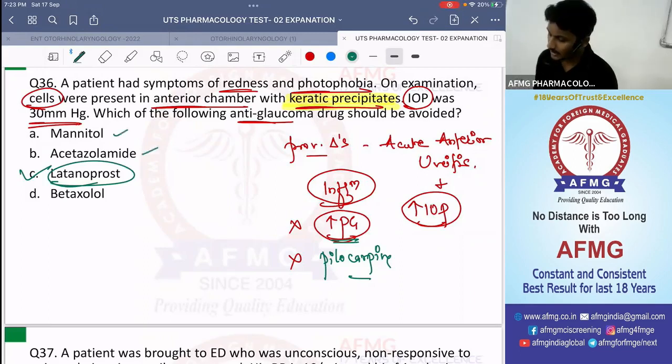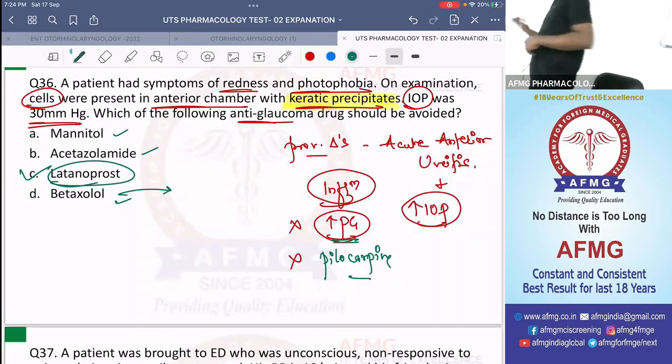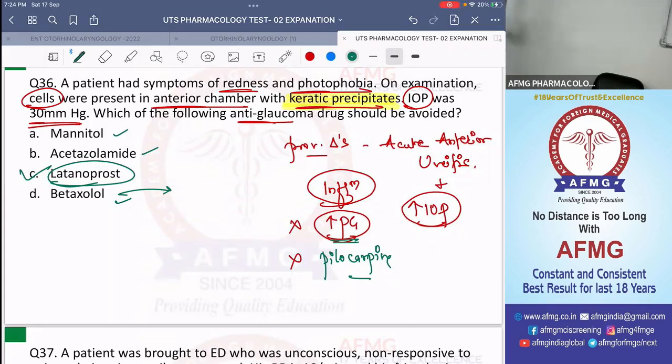So mannitol दे सकते हो, acetazolamide दे सकते हो, betaxolol. Betaxolol is avoided in which patients? Any beta blocker is usually avoided in asthmatic patients. But betaxolol is the only beta blocker which can be given in an asthmatic patient because it is very selective. Okay, no issues with this. So अगर वो पूछते हैं which is the only beta blocker which can be given for glaucoma in an asthmatic patient, answer can be betaxolol.